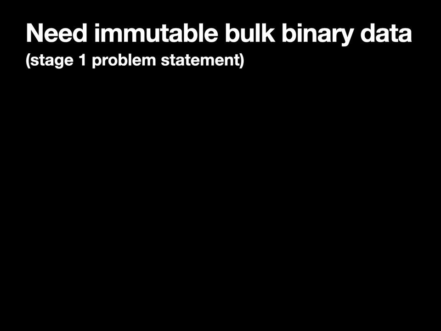As a stage one proposal, the focus should be on a problem to be solved rather than the specifics of how we plan to solve it, although explaining the specifics as an example is certainly good for illustration. So the problem statement is the need for immutable bulk binary data. And this has several motivations.